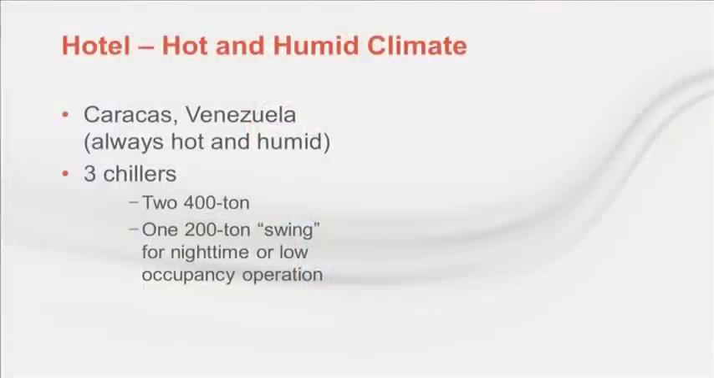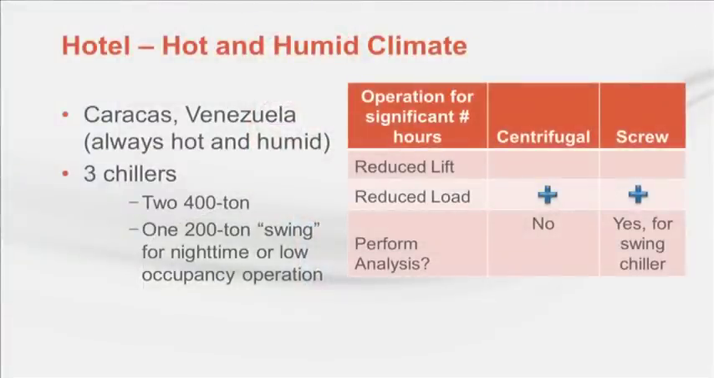The second example happens to be a hotel in Caracas, Venezuela, but it could be any job in a hot and humid climate that operates for a lot of hours. In a hotel, there are a lot of hours at reduced loads, specifically at night or times of low occupancy. But since it's always humid in this climate, there are few hours of reduced lift. Variable speed drives on centrifugal chillers are not going to save much energy at all.